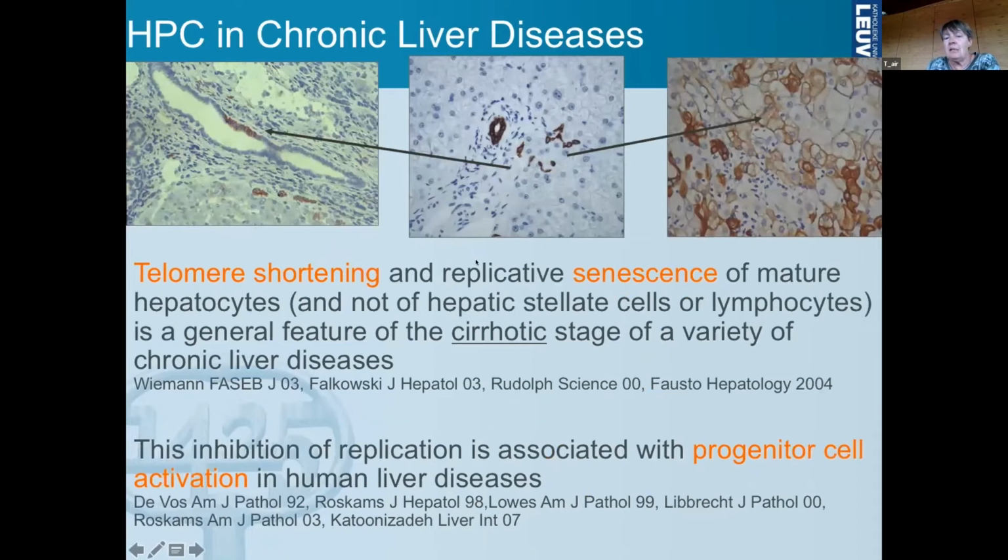So in chronic diseases, and this is important as a background, usually after many years of regeneration, the hepatocytes become senescent. Due to telomere shortening after every round of replication, they have a senescent nature of the mature hepatocytes, which is not the case for stellate cells or lymphocytes or biliary cells in general. This is a typical inducer of a so-called progenitor cell activation in human liver disease. Progenitor cells are those cells that are really at the edge of the hepatocellular compartment and the cholangiocellular compartment. They're at the limits of these two epithelial compartments, and they are typically activated at their maximum in these chronic stages, the cirrhotic stages of the disease.